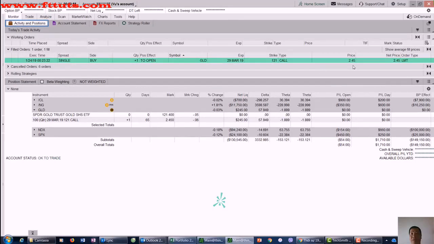The order has been filled at $2.45, and right now the P&L day is 0 because we just entered. Now making a little money here. It will be fluctuating around the break-even point for today, and then over the next few days and weeks, you see the P&L depends on which way the stock price moves.